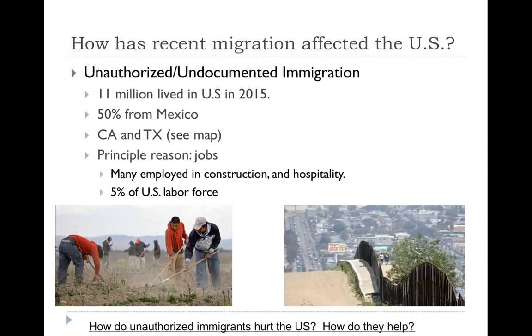They make up about 5% of the U.S. labor force. And so when we look at it, the big question is, how do unauthorized immigrants hurt the United States and how do they help the United States? And so there are pros and cons to both sides here. We obviously can't do a debate via this video here, but I would say one of the pros would be they supply 5% of our labor force. That's quite a bit of labor force in the United States.